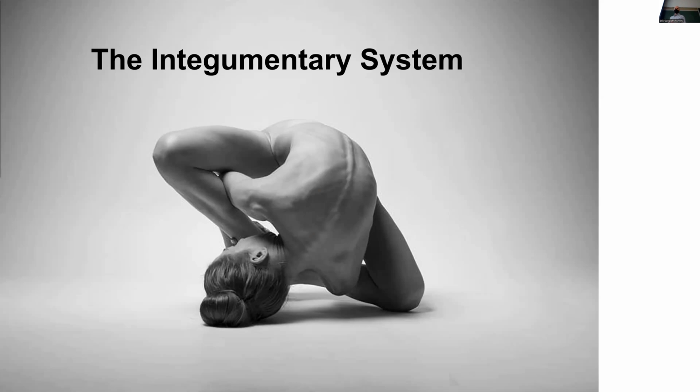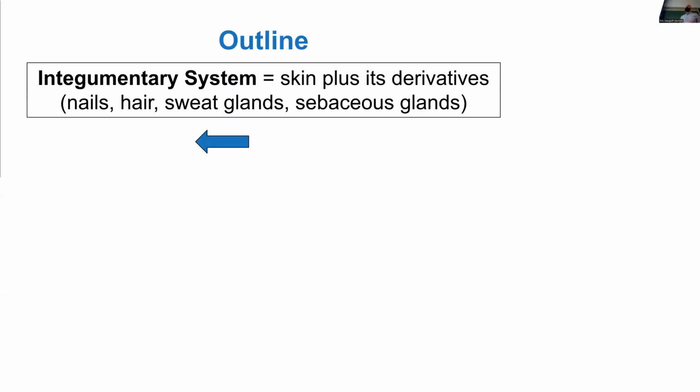Let's just spend a few minutes introducing the integumentary system. This includes your skin plus its derivatives, meaning those structures that are associated with or emerge from the skin, including your fingernails, your hair, your sweat glands, and your sebaceous glands. And we'll talk about those glands in just a minute.